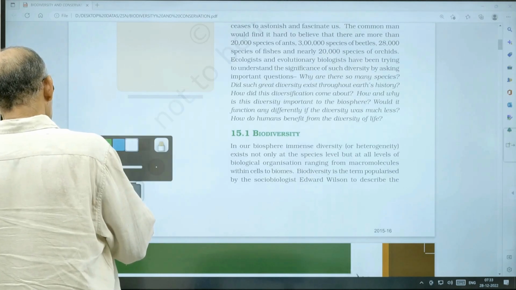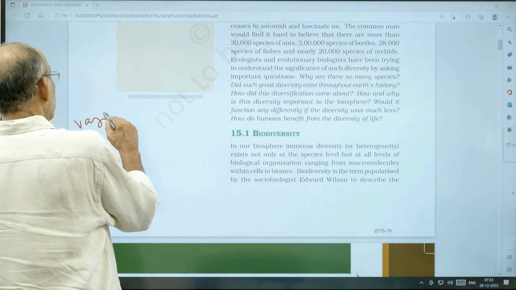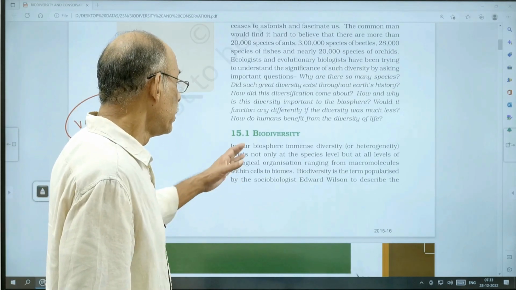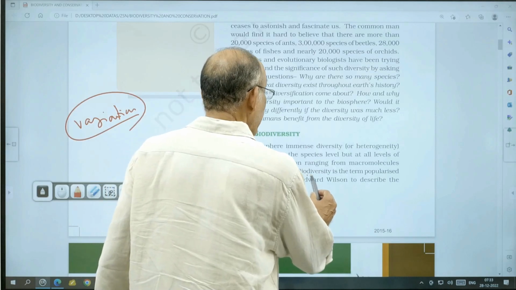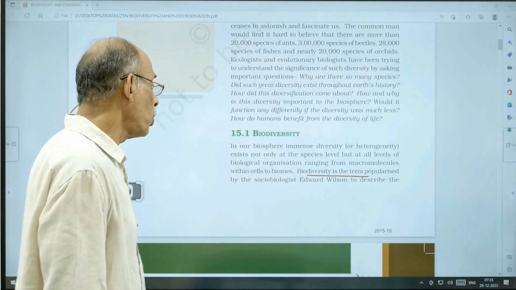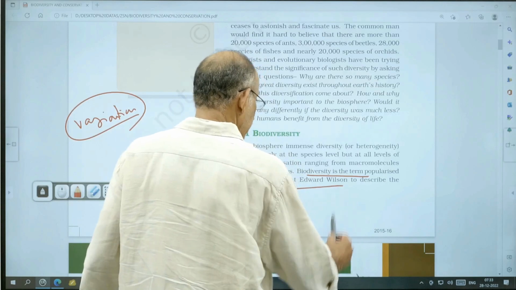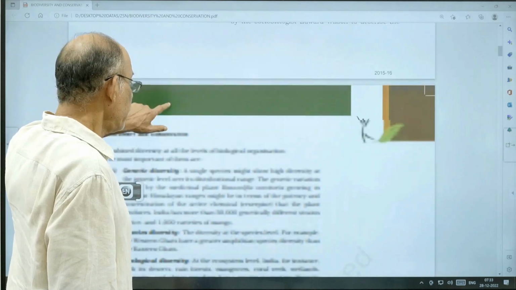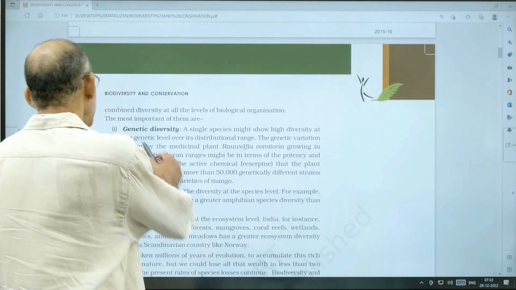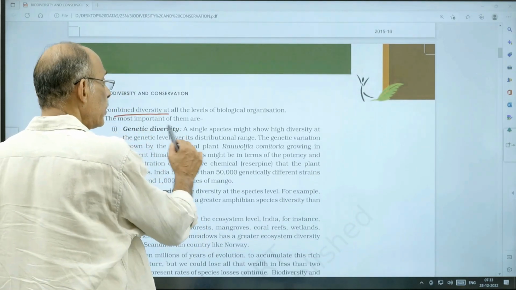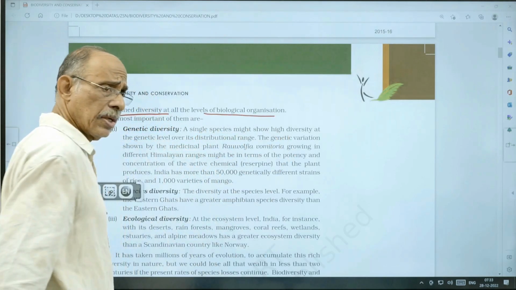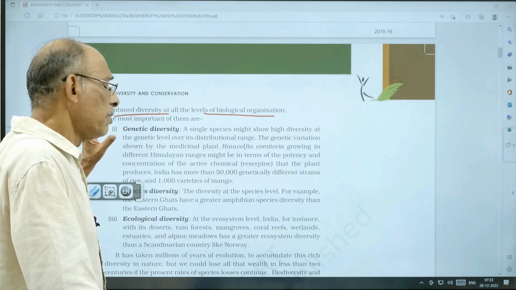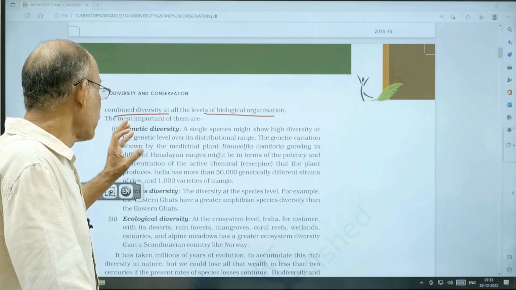And that variation is known as diversity. And biodiversity, the term popularized by sociobiologist Edward Wilson, describes the combined diversity at all levels of biological organization. All sorts of diversity is combined, and that is included under biodiversity.